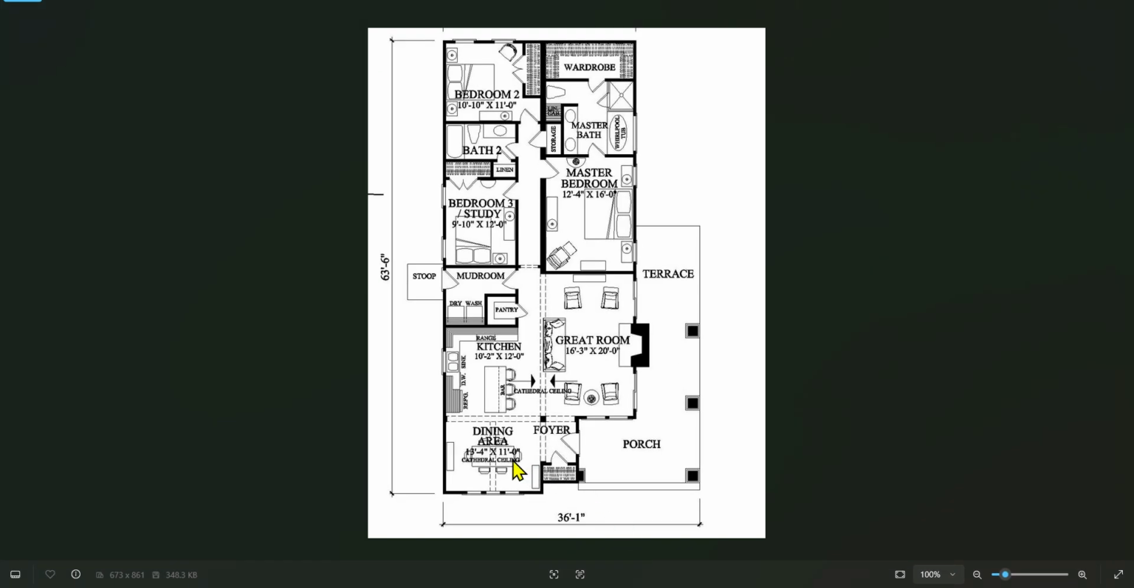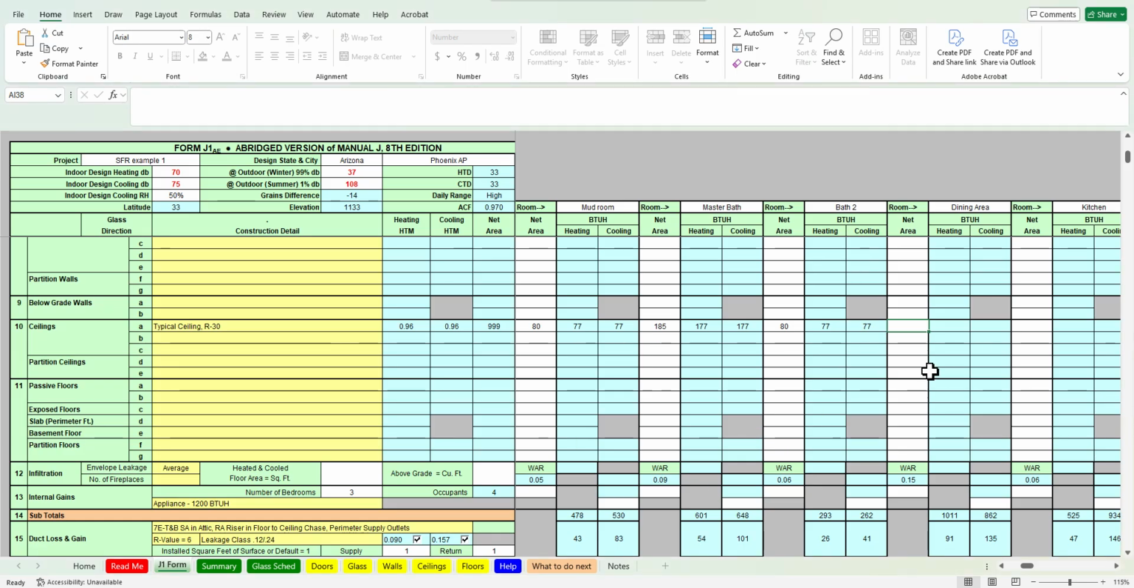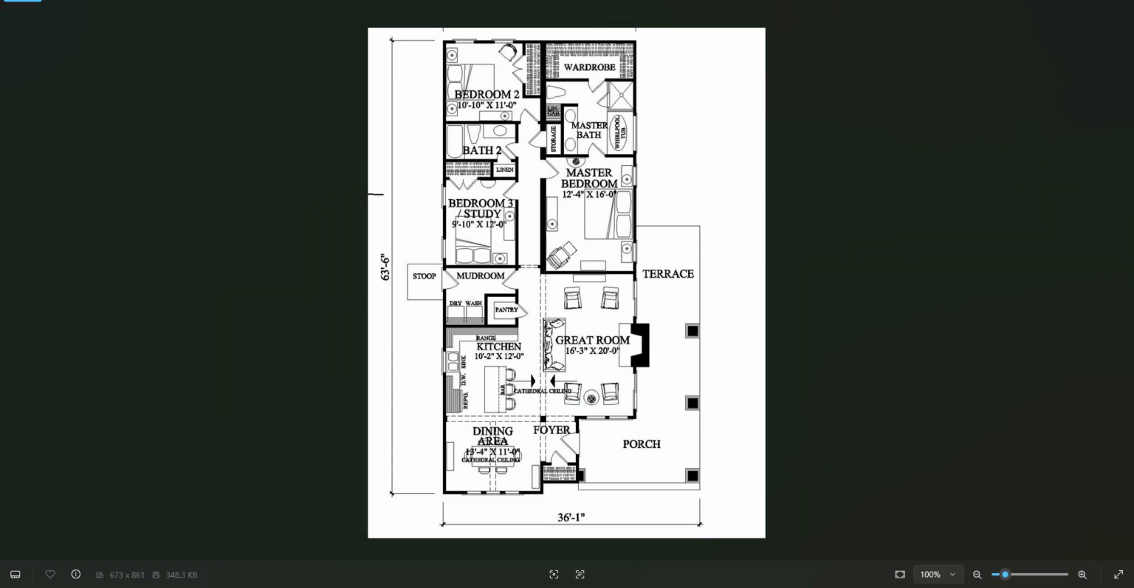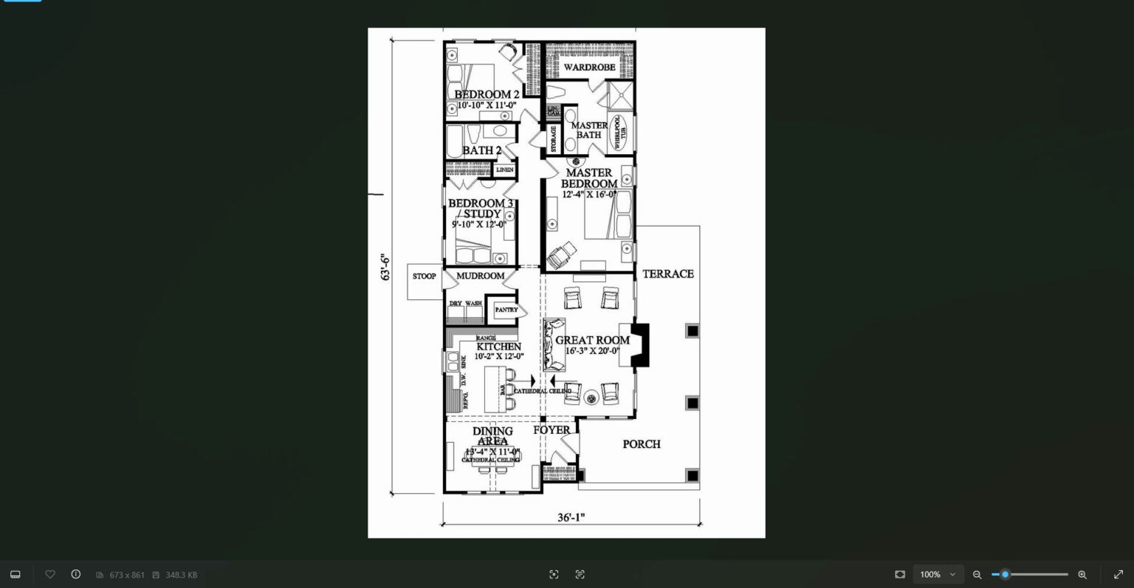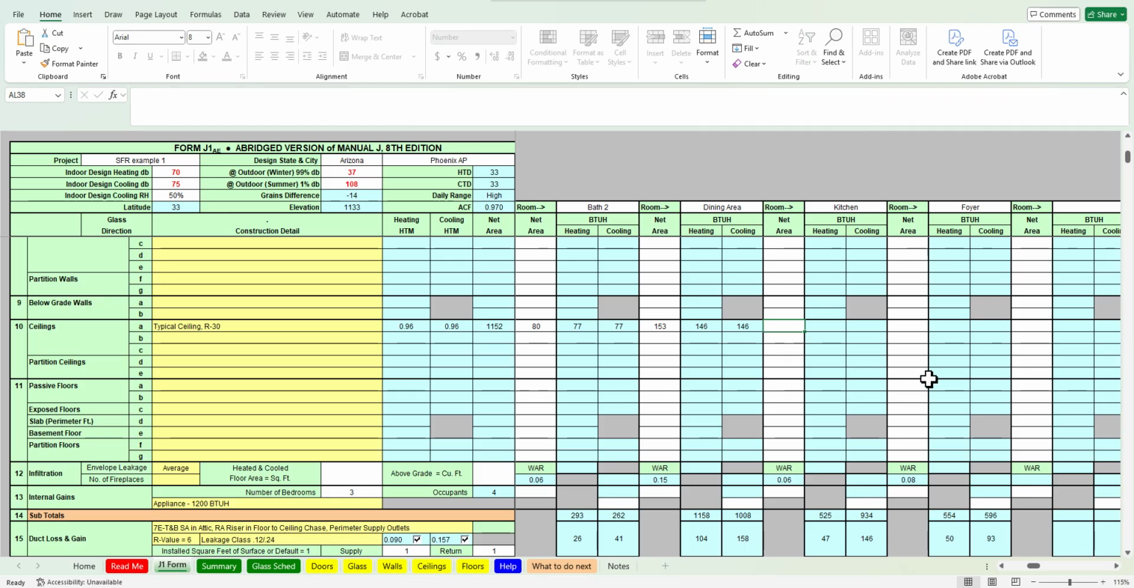So when we're doing this dining area, we're going to say that it's 13.9 times 11. So equals 13.9 times 11. For the kitchen, okay, we're almost done. For the kitchen, it's 10 by 12. It is not a vaulted ceiling, so 10 by 12 equals 10 by 12.